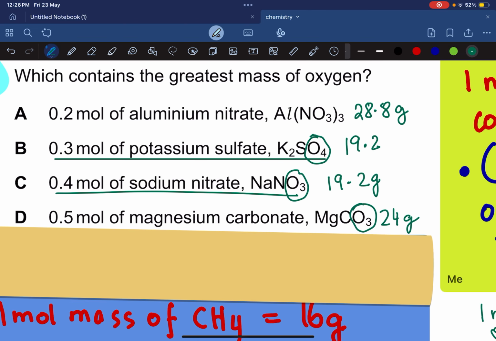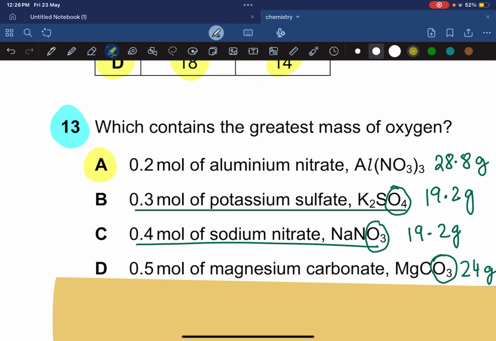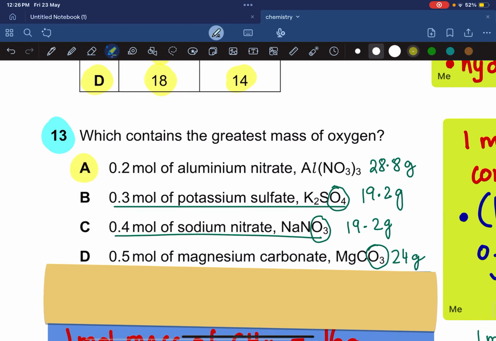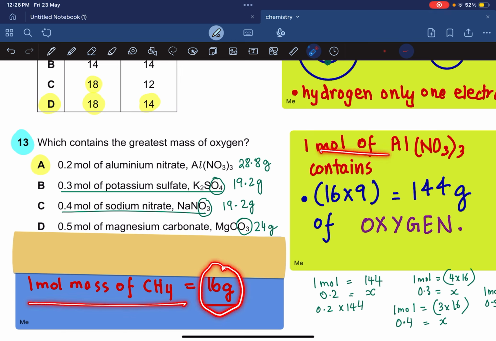So these were all the masses of oxygen. So which contains the greatest mass of oxygen? Undoubtedly, it's going to be option A. I hope this was what you guys understood. The key concept over here was simple: you had to understand that the mass of 1 mole of any substance equals the Mr of that substance, okay? The molecular mass. So 1 mole of this would contain an equal amount of oxygen as in the molecular formula, okay?